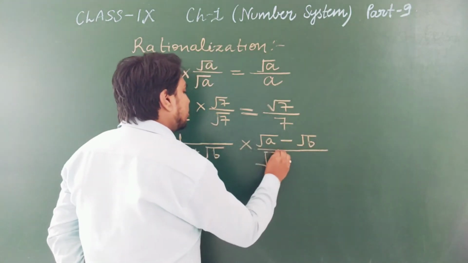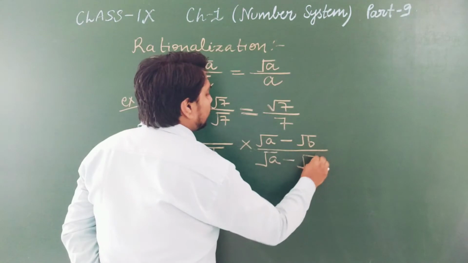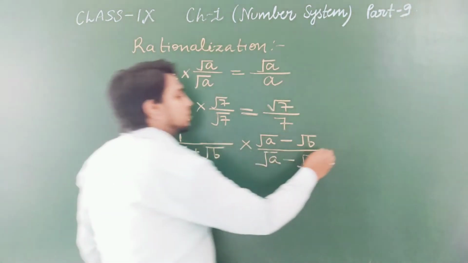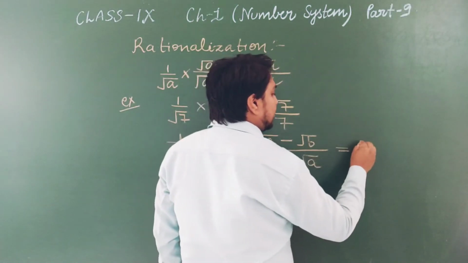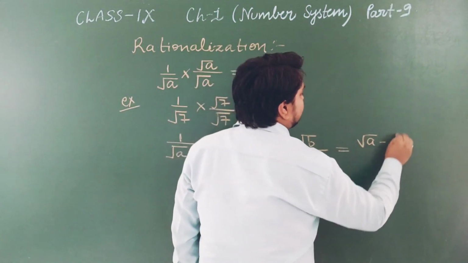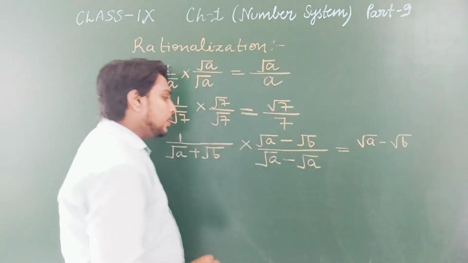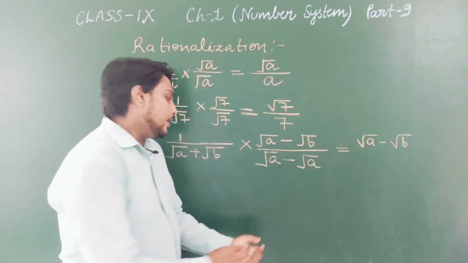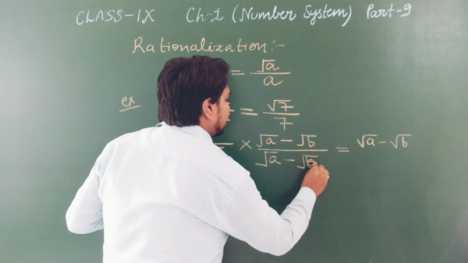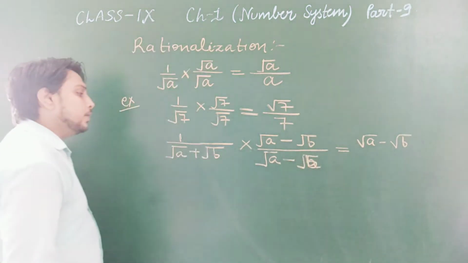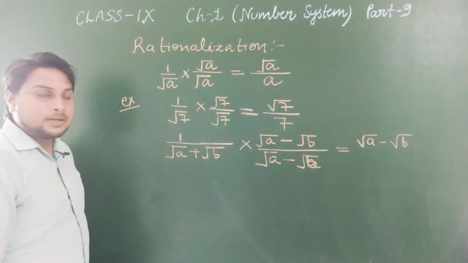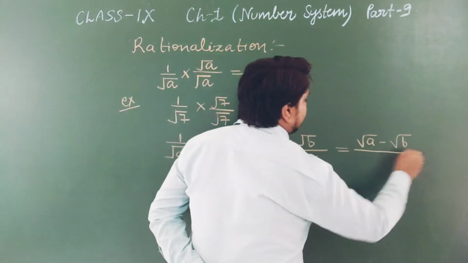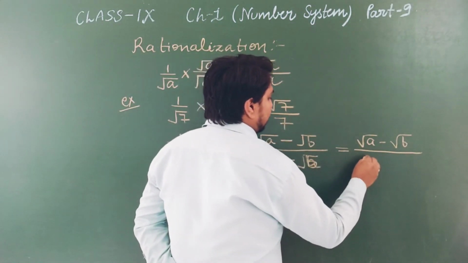Why do we do so? If we do so, then in the numerator, 1 into under root a minus under root b is under root a minus under root b. But in the denominator, you can see that it is like a plus b and a minus b. Then (a plus b)(a minus b) is an identity, and that identity is a square minus b square.